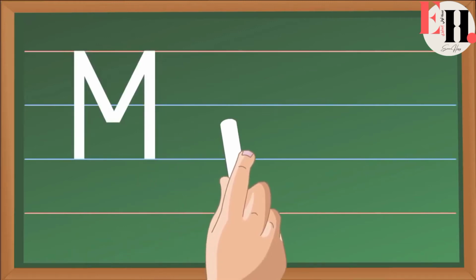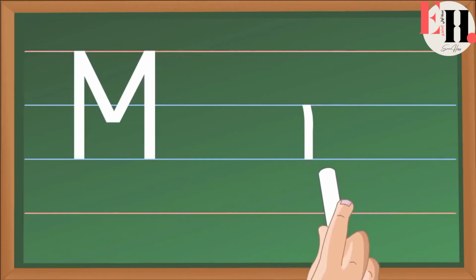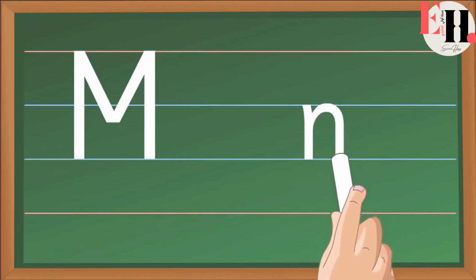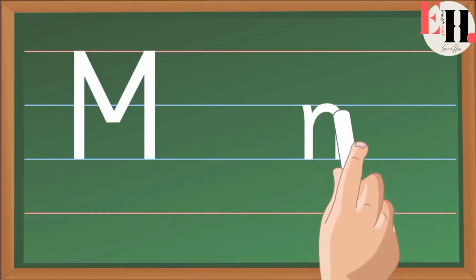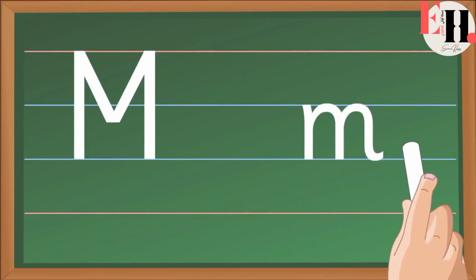Small m. Start from the middle and make a standing line to the bottom. Go to the middle and make a curve reaching the bottom. Make one more curve in the same way with a small curl at the bottom.